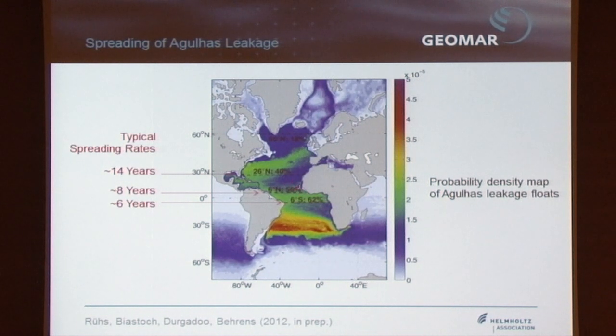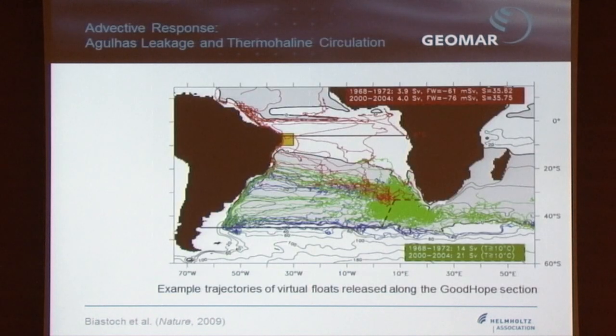And you have more than 50, and up to 40% of the Agulhas leakage waters flowing up to 25 north, which takes about 14 years in that model perspective. So it takes 1 or 2 decades of the, let's say, increased Agulhas leakage waters to end in the north.